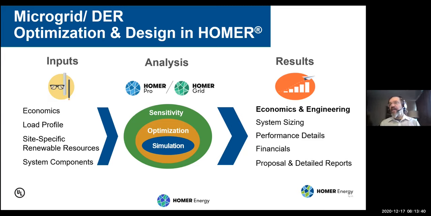The main one is, what's the least cost system look like? What's the size of different components? But also things like cost of energy, internal rate of return or return on investment, et cetera. You can drill down and see hour by hour, how did the system actually operate? And it will produce a proposal or reports. So that's an overview of how the system works. I think that's my last slide. So I'm going to switch screens here and show the actual app.